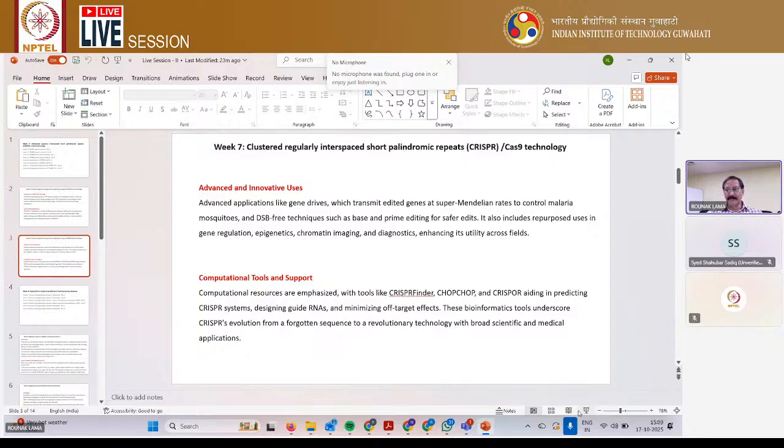Apart from the wet laboratory techniques, we also discussed the various computational tools that support this CRISPR-Cas9 technology, particularly CRISPR Finder, CHOPCHOP, and others. These aids help in predicting CRISPR systems, designing guide RNAs, and minimizing off-target effects. These software tools underscore the evolution of CRISPR from a forgotten sequence to a revolutionary technology with broad scientific and medical applications.